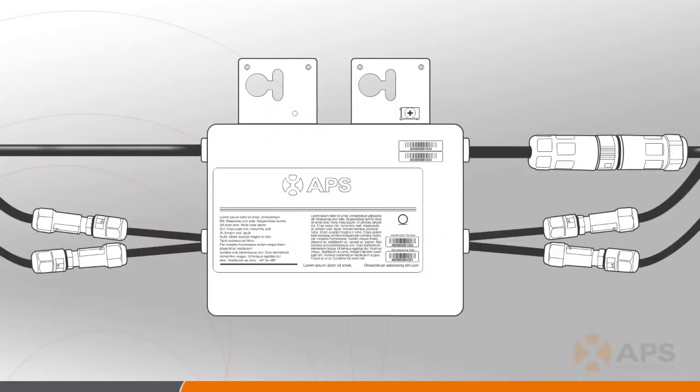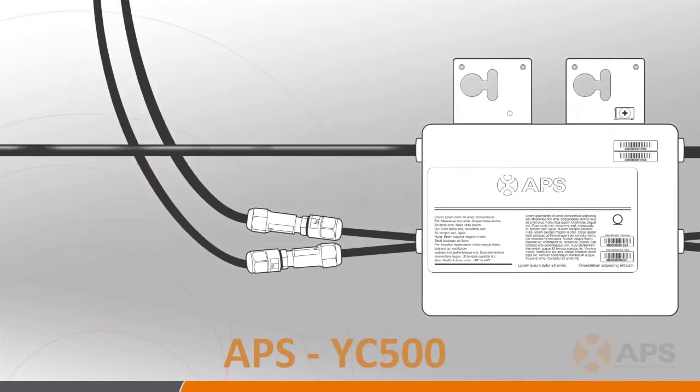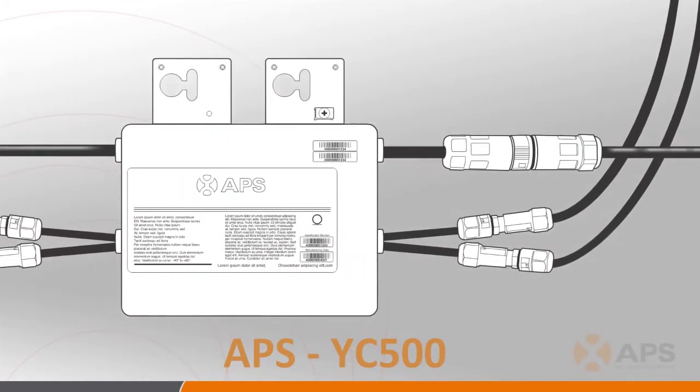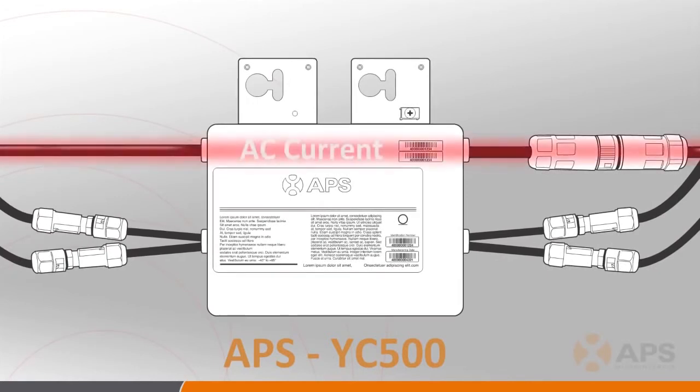Here is a picture of the YC500 showing its associated cabling. It's important to note that the YC500 does not use a trunk cable for AC distribution, but rather units are daisy-chained together in series. The top cables in the photo are the AC cables, and the bottom four, two on each side of the inverter, are the DC input cables.